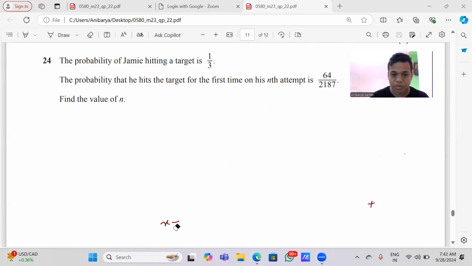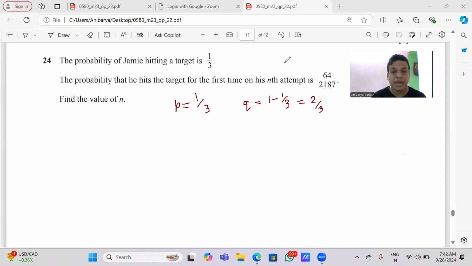So what can we say? We can say that the probability of hitting is P, which I consider as a success. So P is 1 by 3. And not hitting, that is Q, is 1 minus 1 by 3. So not hitting, Q, is equal to 2 by 3.